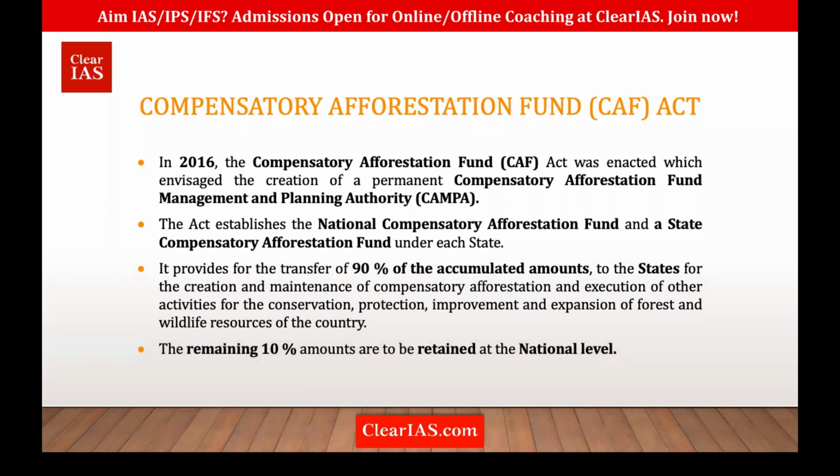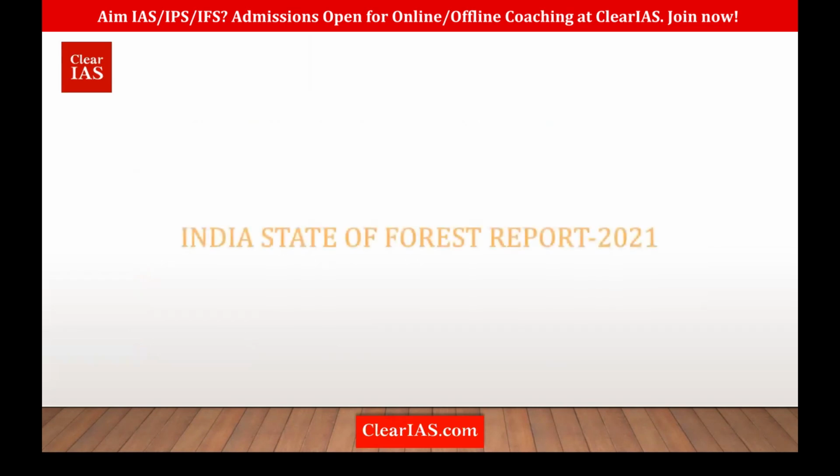So remember, compensatory afforestation was launched in 2016, and this act has created a permanent CAMPA, a fund management authority and planning authority, with a two-tier system. There's a national fund as well as a state fund. Into the state fund, 90% of the fund is distributed, and the remaining 10% is maintained at the national level. That is CAMPA. So we spoke about the Forest Conservation Act 1980, National Forest Policy, and also the CAMPA.